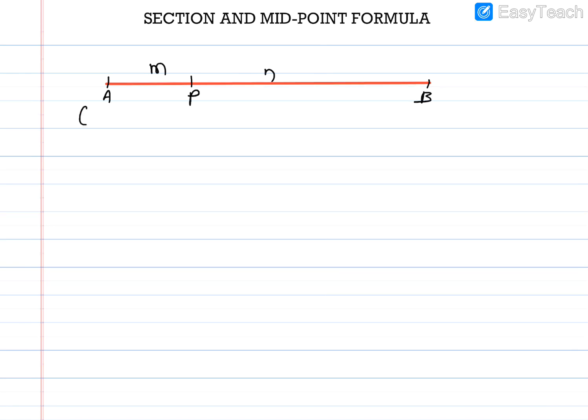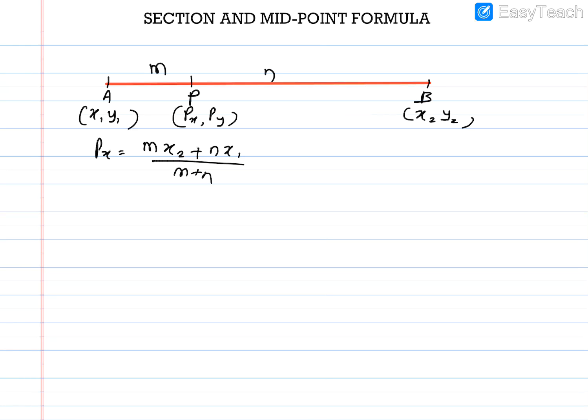If I take the coordinate of A as x1, y1, B as x2, y2, and P as, suppose I write px and py, then coordinate of px will be equals to mx2 plus nx1 upon m plus n. For y coordinate of P, we will write my2 plus ny1 upon m plus n.